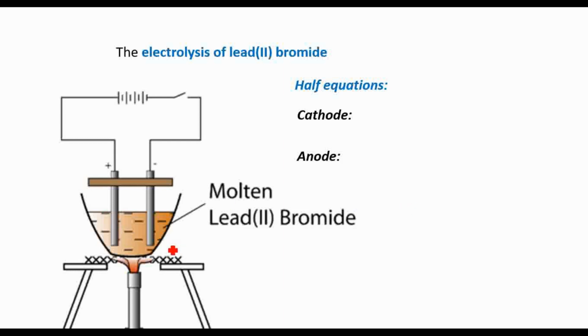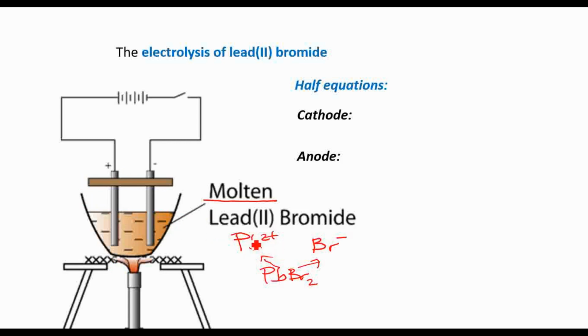Now, here's an example. We're now using molten lead bromide for electrolysis, okay? Now, lead bromide is made from Pb2+, okay, and Br-, okay? So lead bromide has a formula of PbBr2. So those are the two ions found in lead bromide. Now why should we melt it? We just spoke about that, all right, so that the ions are free to move.